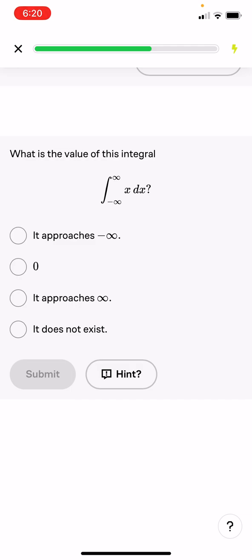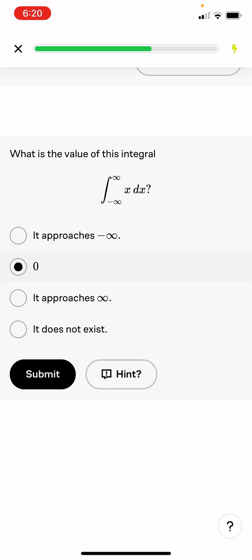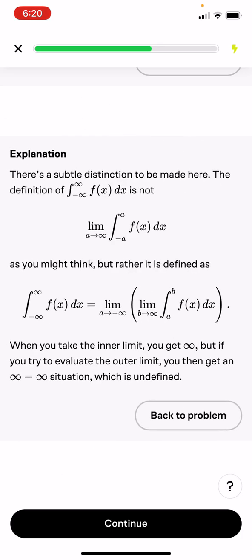What is the value of this integral? Infinite, negative infinite. Okay, hint. Well, we just arguably be 0, improper, or does not exist. Okay, go with 0. It does not exist.